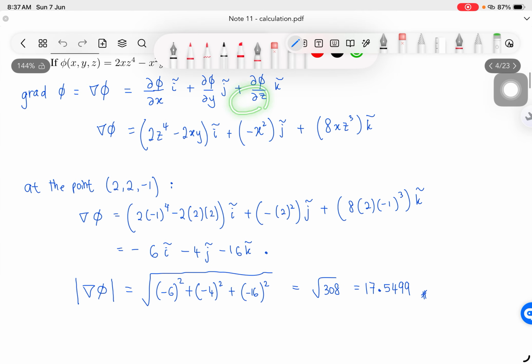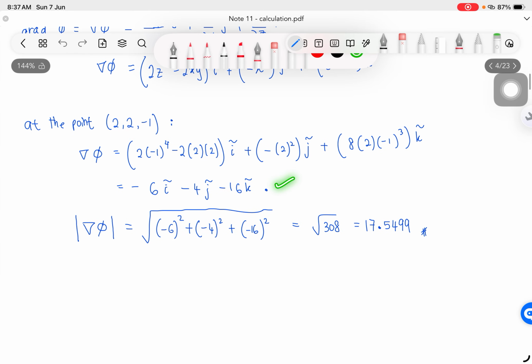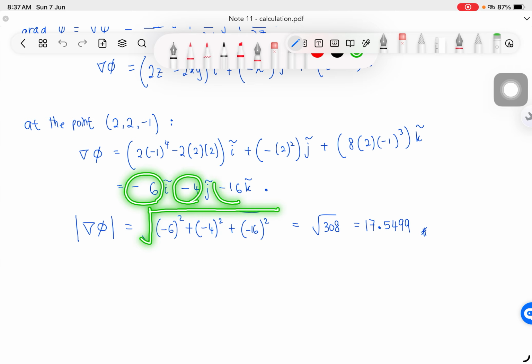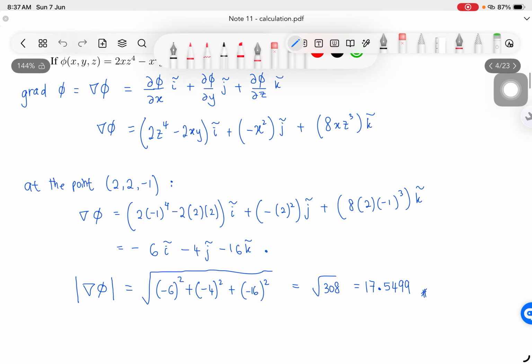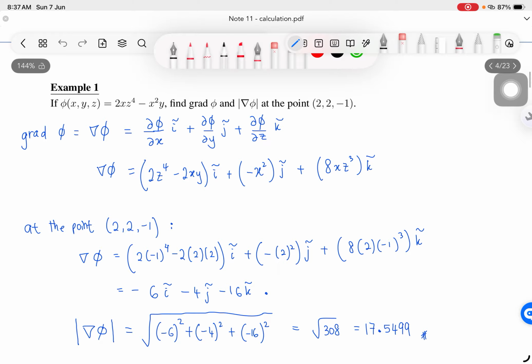So meaning that from here, you just need to find the magnitude of this one, meaning the square root of this term squared plus this term squared, plus this term squared. So you obtain that the magnitude of your gradient phi is equal to this one. Okay, so this is how you do example 1.